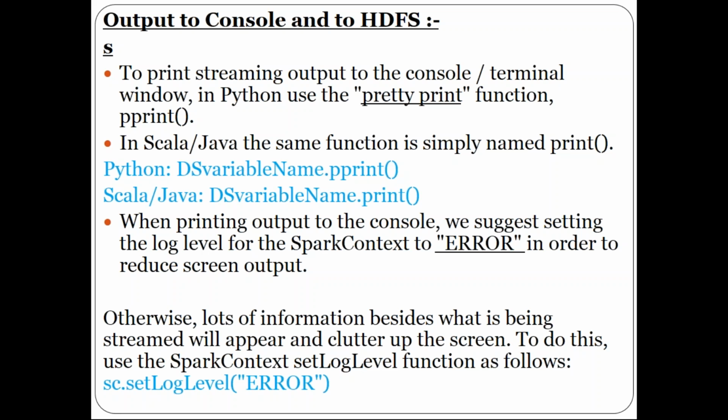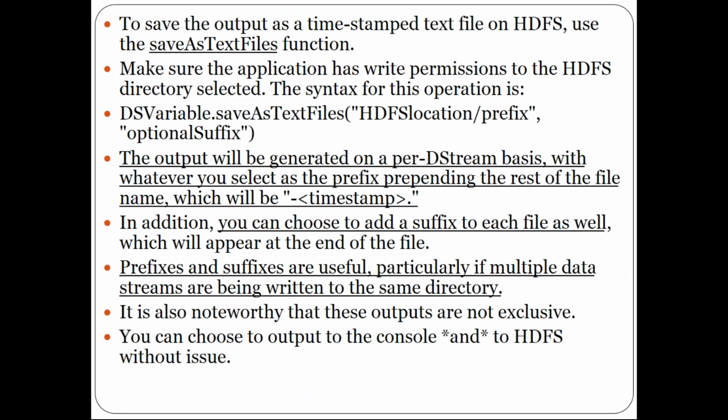Okay. Hope you understood what pprint and print are. pprint will be Python based and print will be Scala Java based. The ds variable is nothing but your DStream variable name dot pprint, or ds variable name dot print. And how to configure the logging will be sc dot setLogLevel error. Okay, that's what it is.